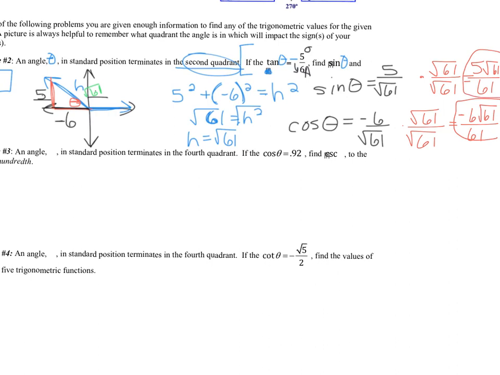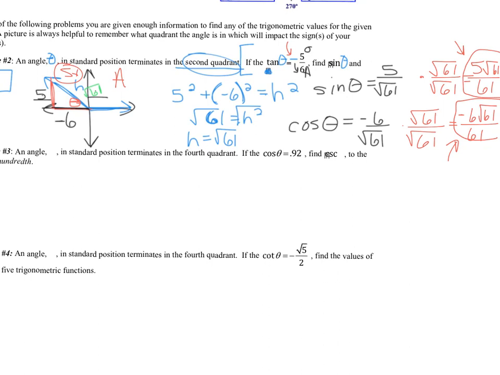And if I think about it, I'm in quadrant 2. That's A-S. So I expect just sine to be positive. And that's true. Sine is positive. Cosine is negative. And if I look at the beginning, tangent was also negative.